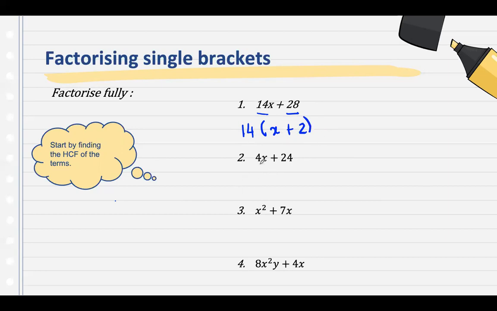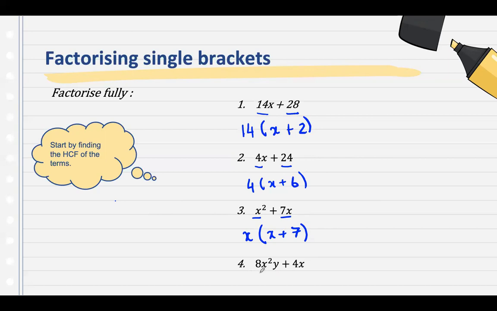In the next one, what is the highest common factor here? Well, it's just 4. And again, in brackets, you're going to have x plus 6. In the next one, what's the highest common factor? Well, here it's just 1 and 7, but what's common between both of them is the x. So you can take the x out of the brackets, and inside the brackets, you'll just have, again, x and the plus 7.